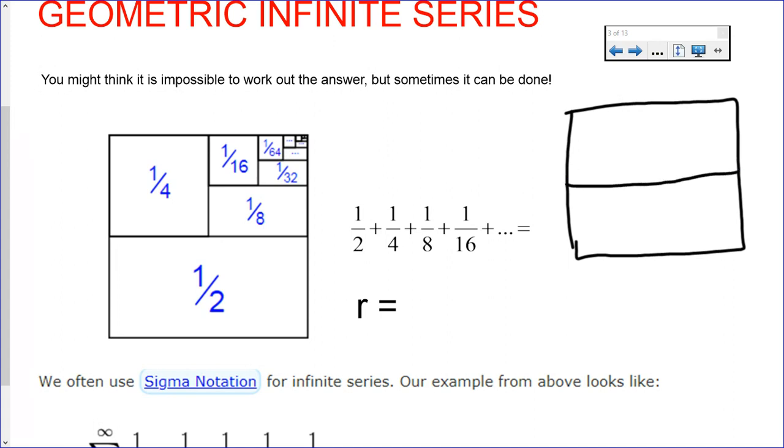So here is half of the square. There's my half of the square. And then I'm going to add a quarter of the square.